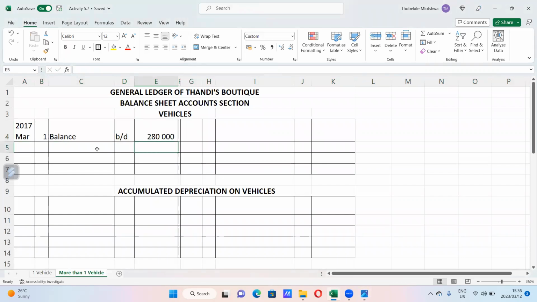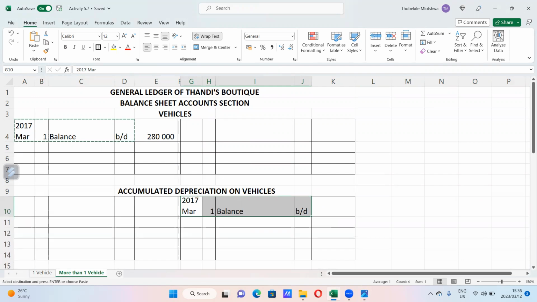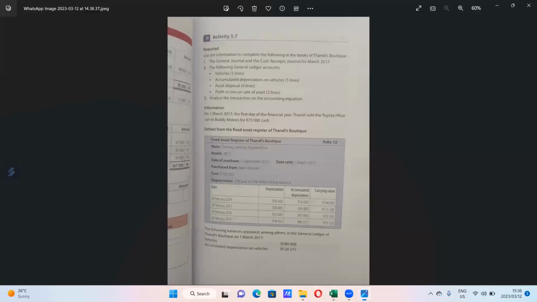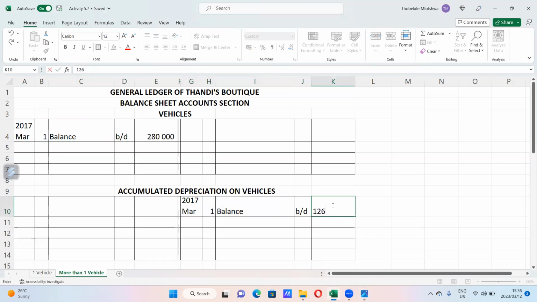And then we have the opening balance of the accumulated depreciation. It has also changed because we have more than one vehicle. So that makes it 126,272.